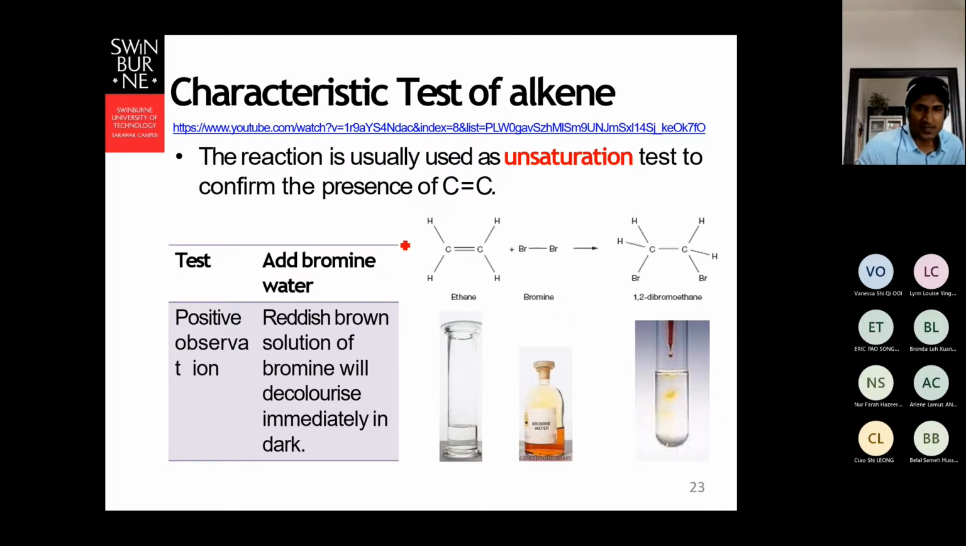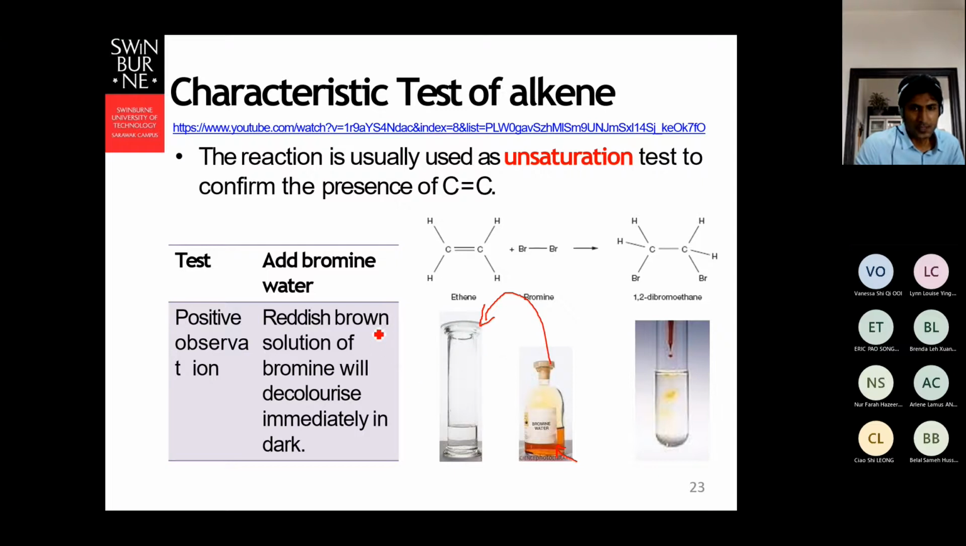Bromine as well is dangerous, but a good thing is we can make bromine water. We make it by adding bromine to the water, and the water becomes brownish, yellowish in color. When 1 or 2 drops of this bromine water are added to the liquid alkene, this color will fade. It will vanish. The color is no more there.